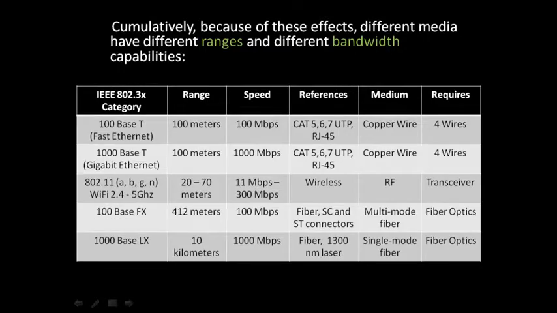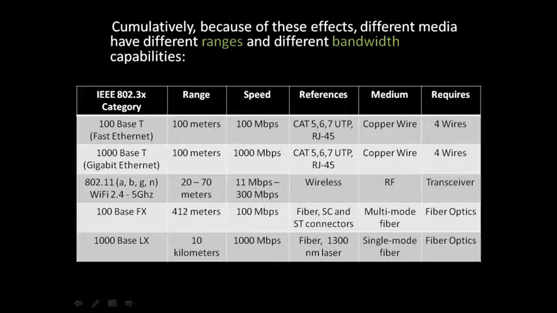The first row depicts 100 base T or fast Ethernet, which has a range of 100 meters, a speed of 100 megabits per second. It's referenced via category 5, 6, or 7 unshielded twisted pair and RJ45 ends. Its medium is copper wire, and it requires 4 wires. Look at the next row, 1000 base T or gigabit Ethernet. It too has a range of 100 meters. However, the speed is 10 times that of 100 base T at 1000 megabits per second. It too utilizes category 5, 6, or 7 unshielded twisted pair and RJ45 ends. It also uses copper wire for its medium, and it requires 4 wires.